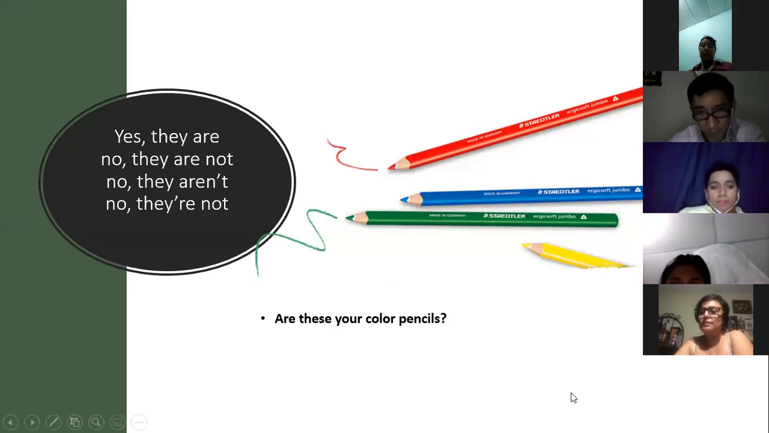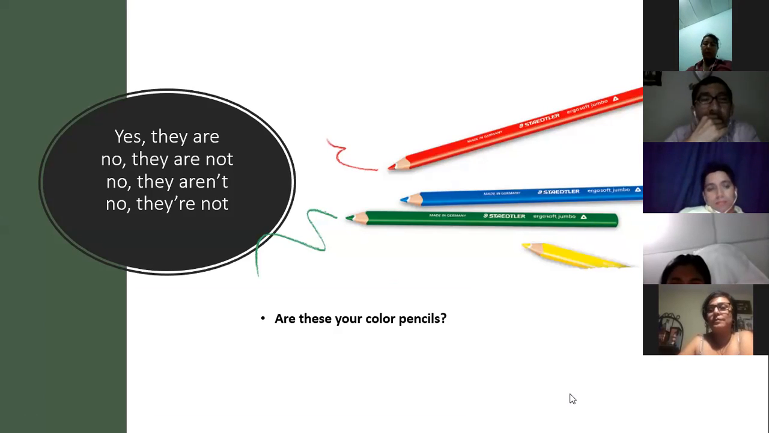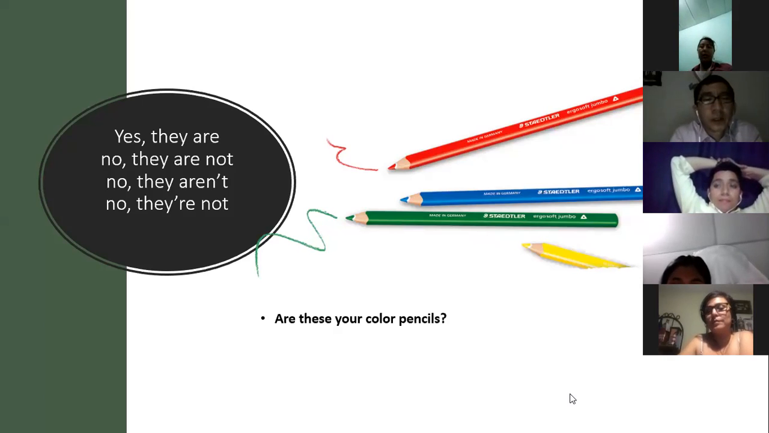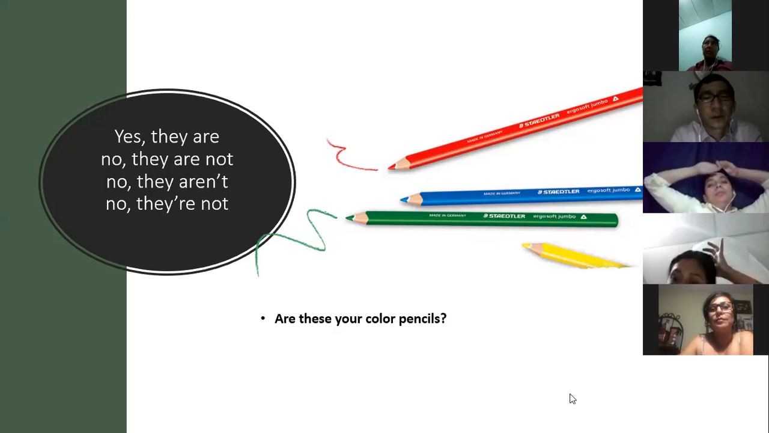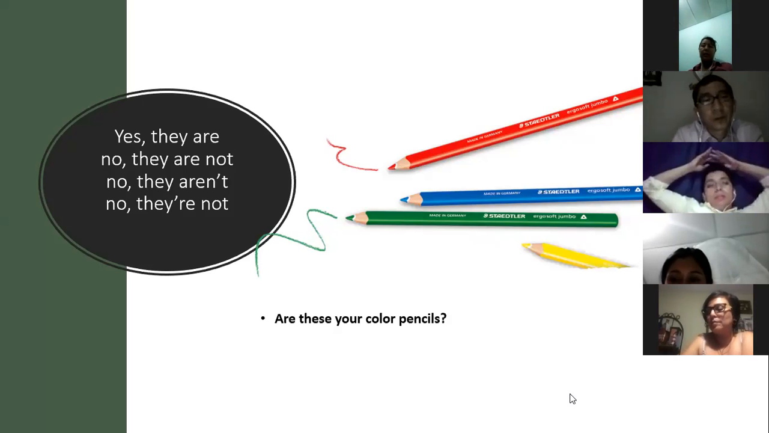Okay. Are these your color pencils? Yes, they are. Or no, they are not. Long form: they are not. Long form for positive answers: yes, they are my color pencils. Or no, they're not my colored pencils.